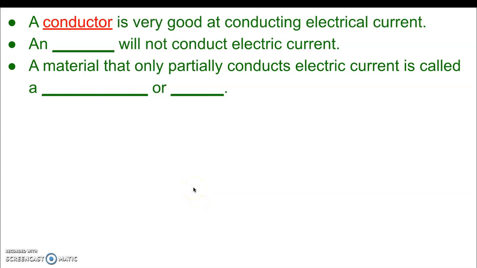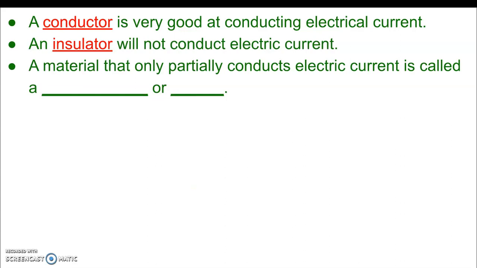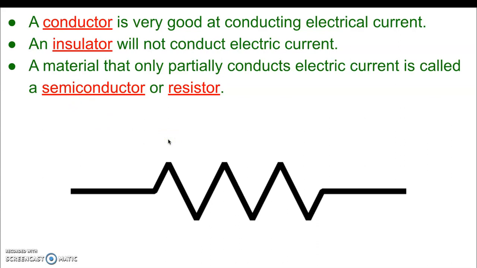Just a reminder, a conductor is very good at conducting electrical current. An insulator will not conduct electrical current. And a material that only partially conducts electric current is called a semiconductor or a resistor. Usually when we're talking about circuits, we call those things resistors. In chemistry, we called them semiconductors. And so here's the symbol for how we represent a resistor in a circuit. You can add that to your notes.